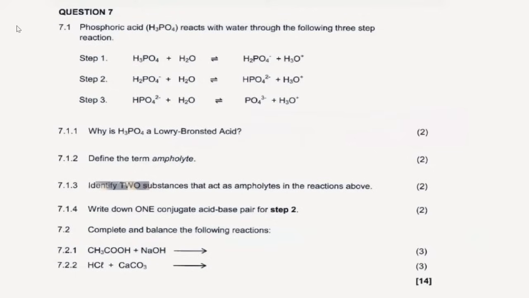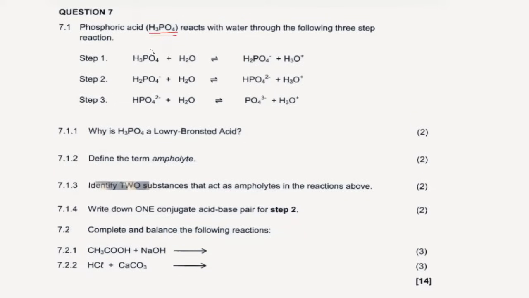In today's lesson, we're going to be looking at acids and bases. And without any further ado, let's look at this question 7 that we have here. It says phosphoric acid, which is H3PO4. And looking at this, we can see this is a triprotic acid. And we can see it undergoes 3 steps here to give away all its 3 protons, which reacts with water through the following 3-step reaction as told here.